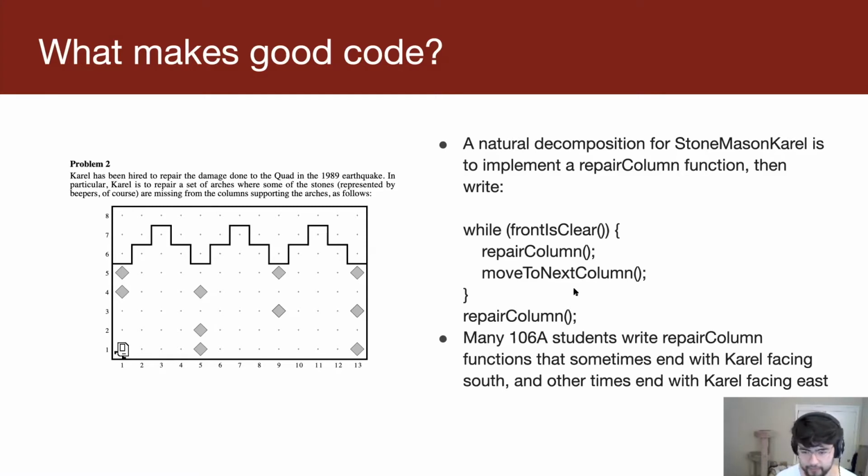So I've section led 106A a bunch of times, and many students write repair column in such a way that sometimes Carol ends facing south, and sometimes Carol ends facing east. And this causes a lot of problems, because if your move to next column just moves 4 spaces over and Carol happens to be facing south, you're going to try to move 4 spaces into the ground. And that's not going to be so great, because Carol is going to crash into this bottom wall, and life will not be great.